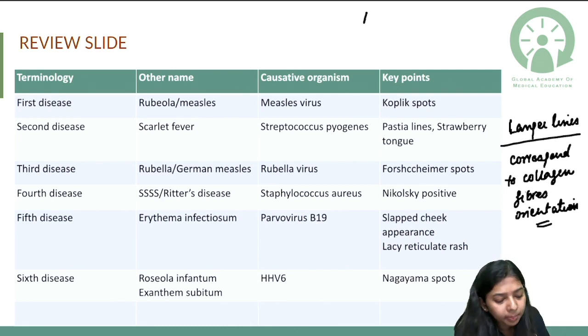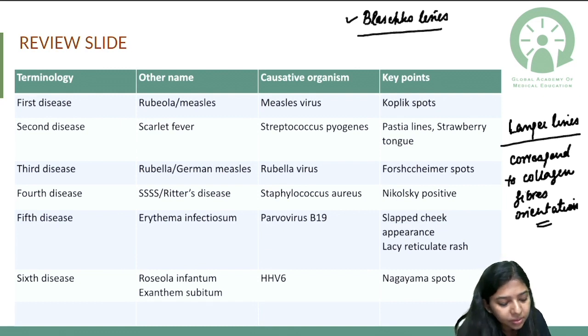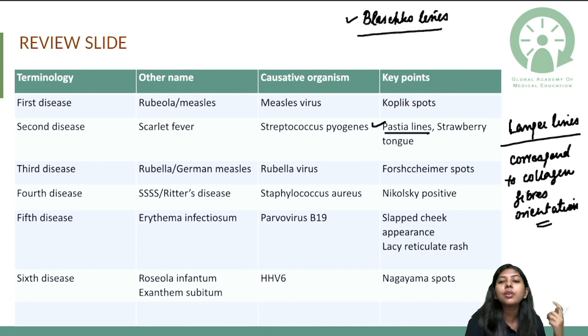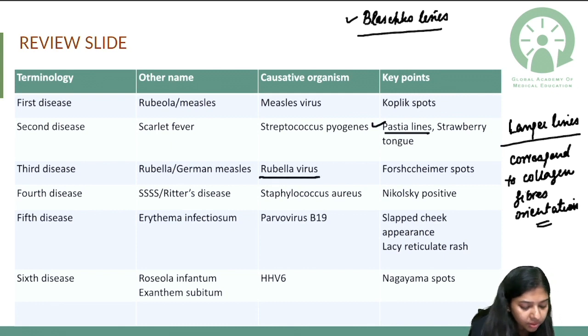So Langer's lines and Blaschko's lines, right? Two lines that you have to remember. Another line is Pastia's lines. Pastia's lines you get in scarlet fever, and another thing you remember is dermatome. Dermatome is an area of skin which is innervated by a single spinal nerve, right? Third disease, German measles caused by rubella virus, and you will remember Forchheimer spots here. You get Forchheimer spots here, okay?